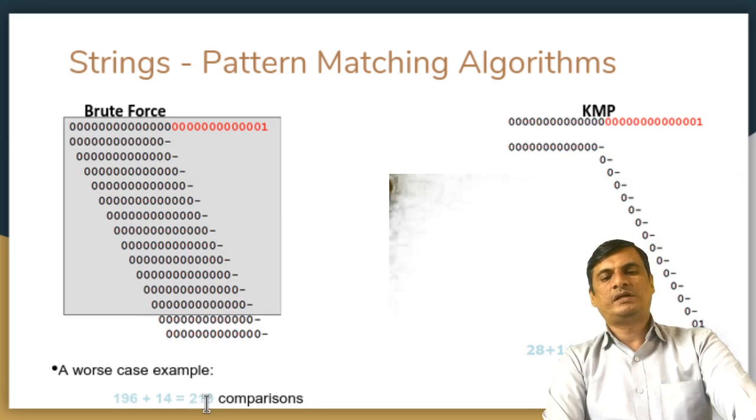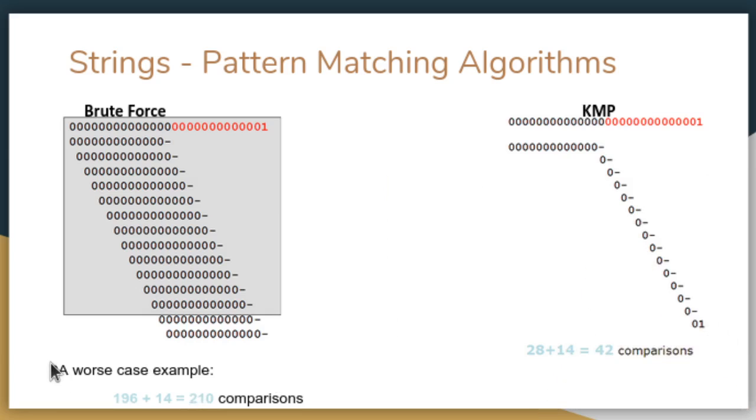So when you compare here, the worst case complexity with the KMP algorithm: in the brute force technique, to find this substring within this original string, you need 210 comparisons, whereas when you use the KMP comparison, for the same pattern to be found in the given string, you need only 42 comparisons. So where is the 210 and where is the 42?